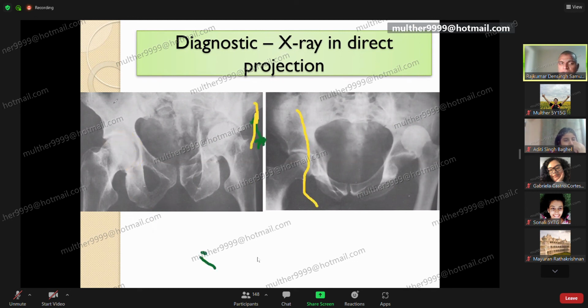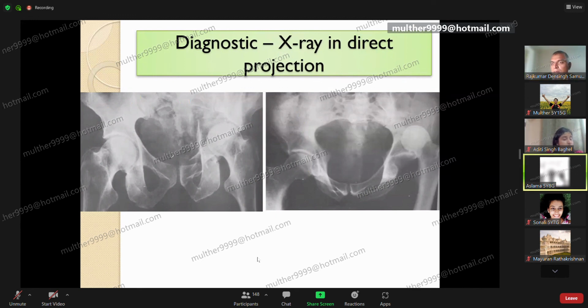We are talking about this X-ray. Normal or not normal? What do you think? Not normal. It is not normal. Yeah. So what condition do we have?